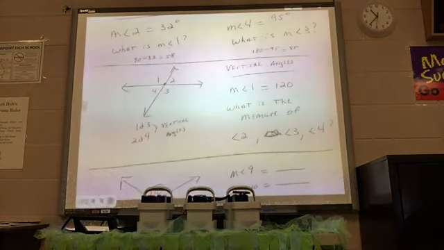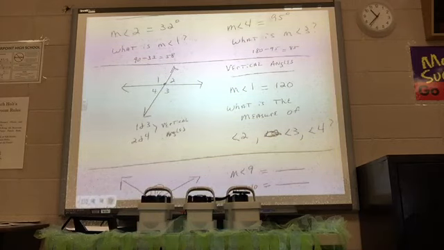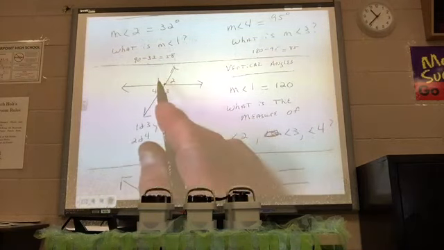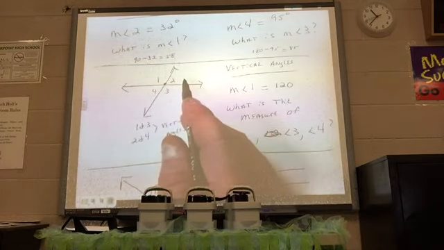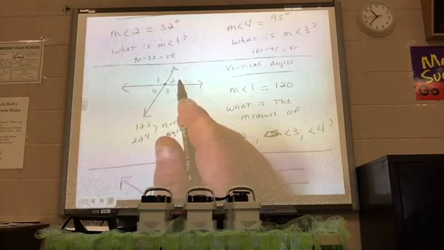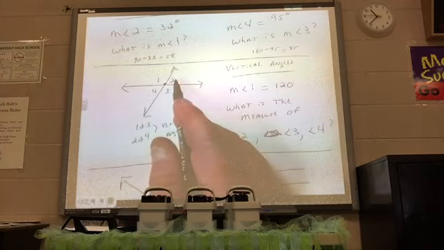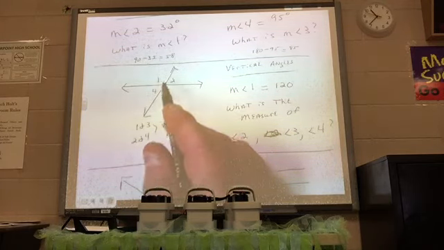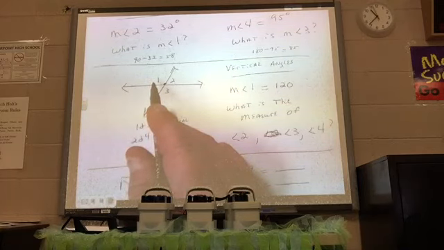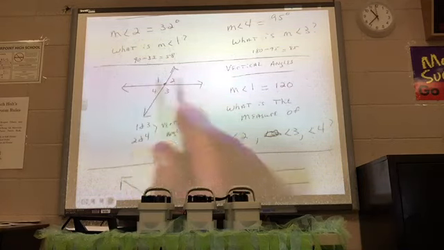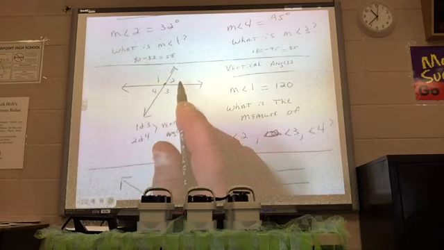What do you know about the angle measure of a straight line? 180 degrees. So if one of them is going to be 120, this one has to be 60. It happened to be half of 120, but that's the only reason. If it had been 110, it wouldn't have been half of it. So you take 180, subtract the 120 from it, and you come up with this angle, which is 60.